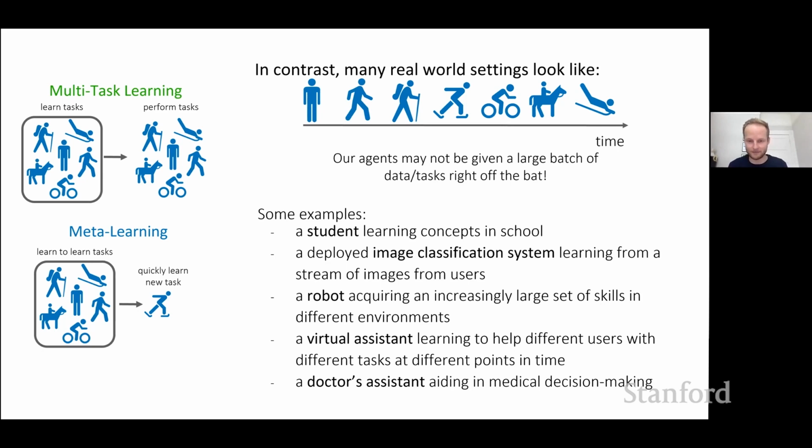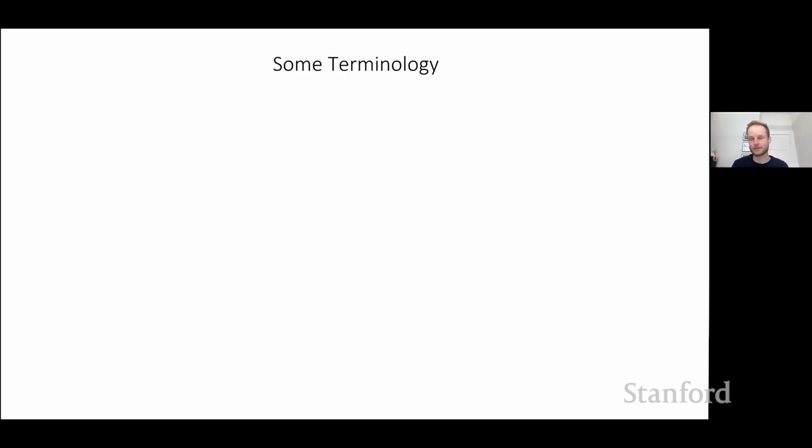And then lastly, another example could be a doctor's assistant aiding in medical decision making, where not only the users might be changing their preferences and so on, but also new diseases might be coming in. For instance, a few years ago, a doctor's assistant didn't have to help with things like COVID-19. Now it should be able to handle that. So there might be new diseases, there might be new treatments and so on, and it should be able to adjust to these. All right, so these are some examples.